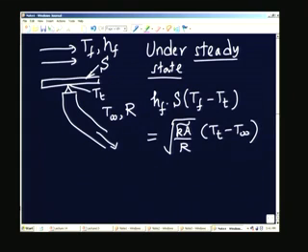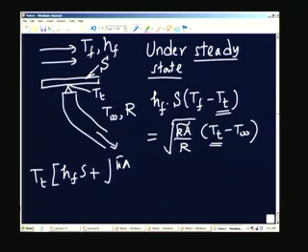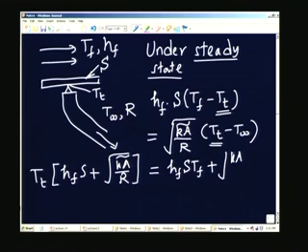Okay. So, I can now solve for the temperature indicated by the thermocouple. There are two factors. So, you can see that I can transpose. So, Tt multiplied by Hfs plus square root of Ka by R is equal to Hfs into Tf plus square root of Ka by R into T infinity.